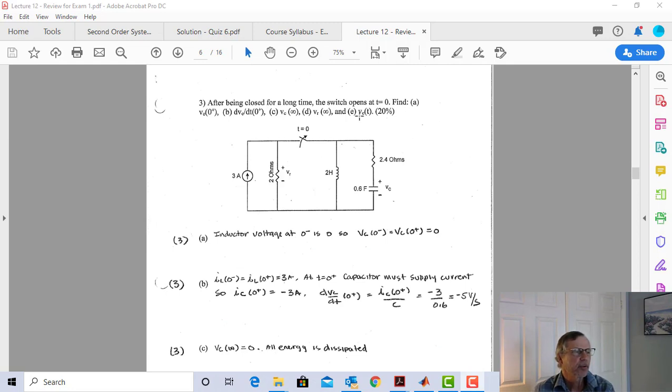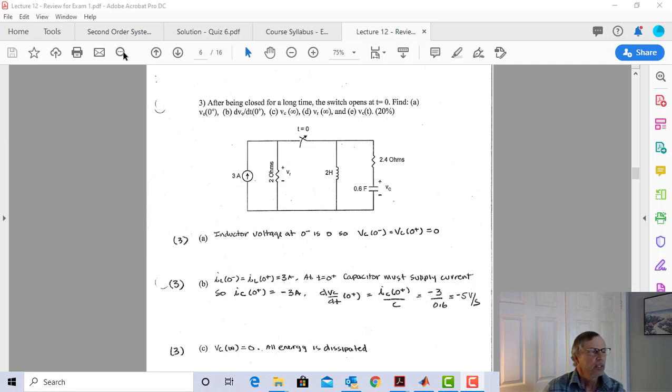Okay, let's do another problem here. After being closed for a long time, that switch opens at t equals 0. So we want to get all the initial condition kind of stuff, but then it looks like we also want to find the capacitor voltage as a function of t.